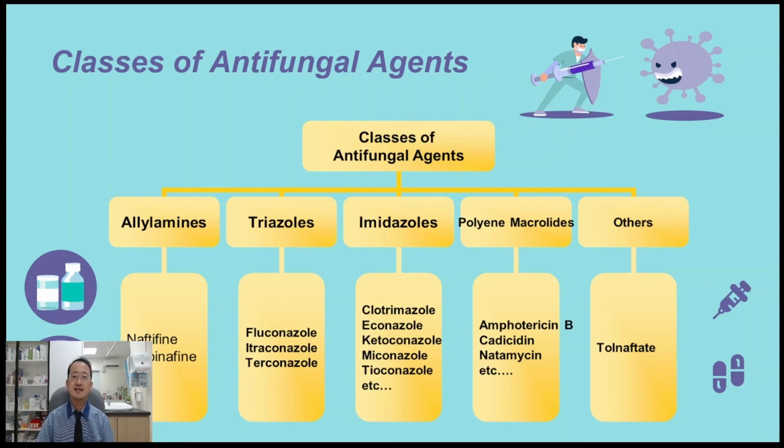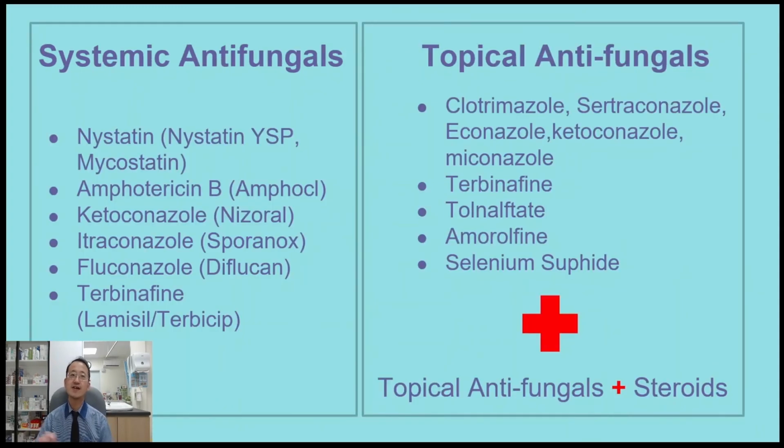Now as for polyene macrolides like amphotericin, this one is usually used in hospital. Usually we need intravenous injection for those very serious deep fungal infections. So these are called systemic antifungals, like nystatin, amphotericin B, ketoconazole, itraconazole, fluconazole, terbinafine. Topical antifungals are roughly the same, but we have other things like amorolfine, tolnaftate, and selenium sulfide.